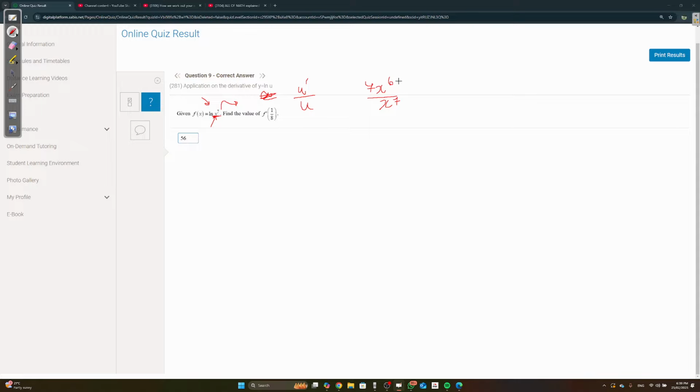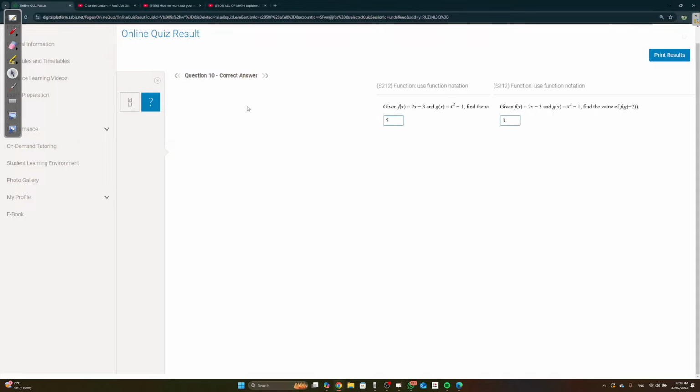Okay, what can you do? You can cancel x's. 6 minus 7 is negative 1. So where are you going to put the x? Up or down since it's negative? Down. So you're going to get 7 over x. They want to substitute 1 over 8. So 7 over 1 over 8, you're going to get 56. Very easy. Ln x to the power 7, anything under the ln is just u. And you use the rule that derivative of ln u is u prime over u.